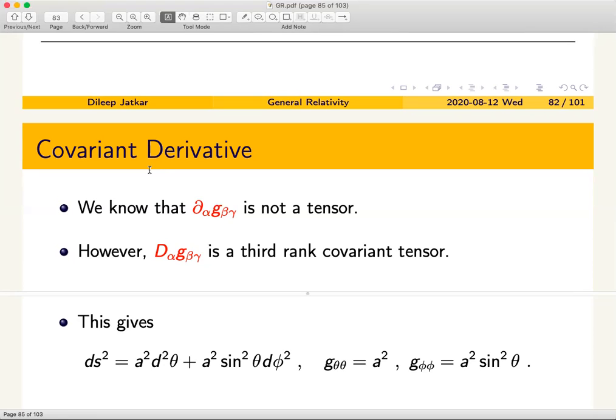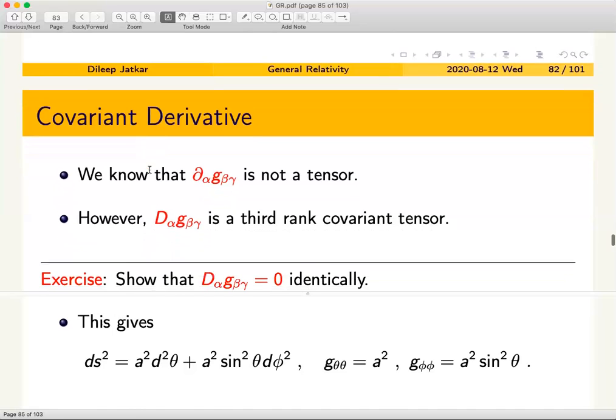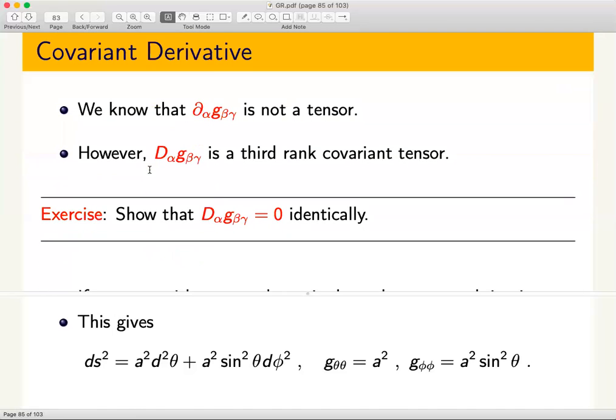Okay. Now, given this definition, we can go back and ask the question: how can we make a statement that the derivative of g alpha beta can never give you a tensor? Partial derivative, no. But what about the covariant derivative? Naively, of course, you would say that if g beta gamma is a tensor, then D alpha of g beta gamma is a third rank covariant tensor. And of course, it is true because that is how the covariant derivative is defined. So it's one more exercise. You check that D alpha of g beta gamma is identically zero.